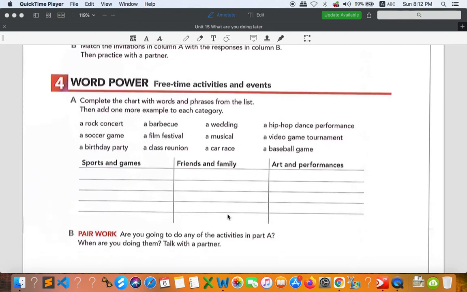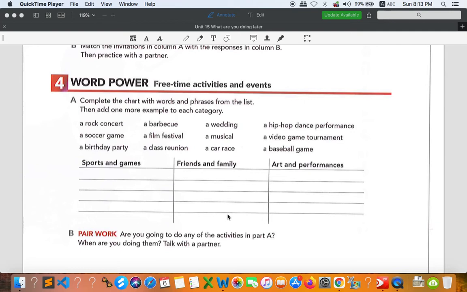So now let me go to this activity number 4, word power, free time activities and events. These are activities and events that you can do whenever you have free time. Okay. So right here, what you have to do is to put all of these words and phrases into the right category. We have sports and games, one column, friends and family, another column, art and performances is the last column. Art and performance is something related to art, drawing, singing, dancing, things like that. Okay. So let's begin with rock concert.